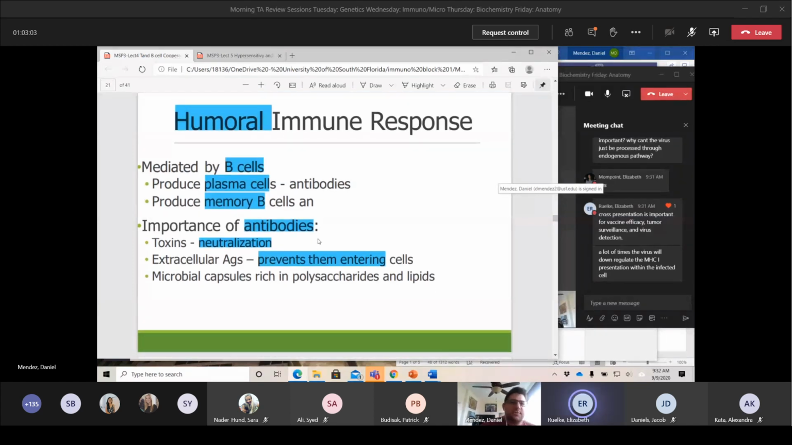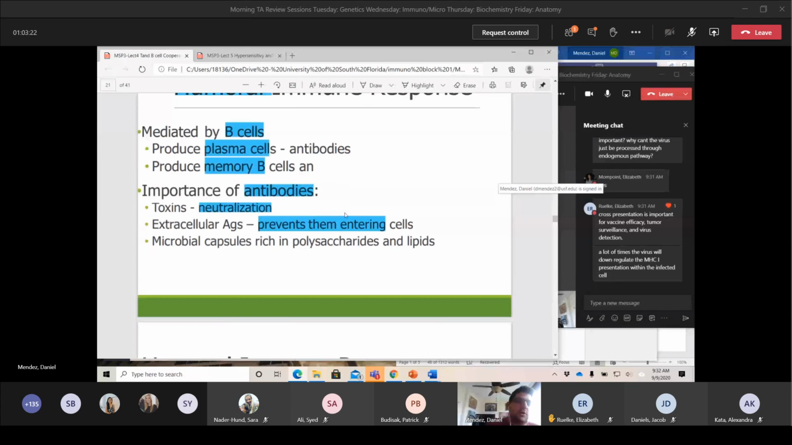So the humoral immune response, this is all mediated by B cells. And the whole purpose of this is to produce antibodies. So you know the B cells turn into plasma cells to make antibodies. They also turn into memory B cells, so we can have that long-term immunity. The antibodies, the whole process of them is neutralization and preventing entry into cells. So it's going to be very important to understand the role of antibodies, and we'll get into that as we continue on.